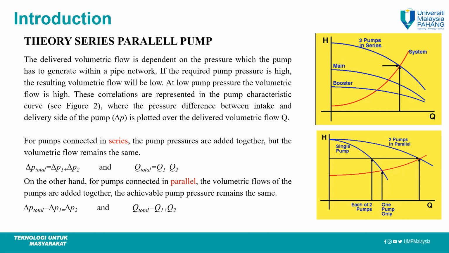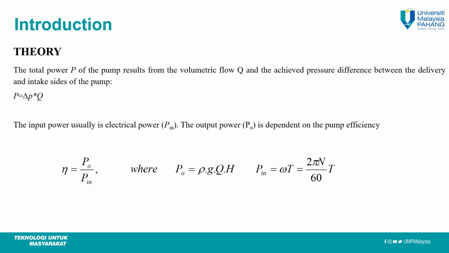As you can see in the equation for parallel pumps, the delta P, or the total pressure rise, for P1 and P2 is the same. However, the flow rate increases: the total flow rate becomes Q1, the flow rate of one pump, plus the flow rate of the second pump. In theory, these are the formulas which can be used to calculate the efficiency and the power output and input.